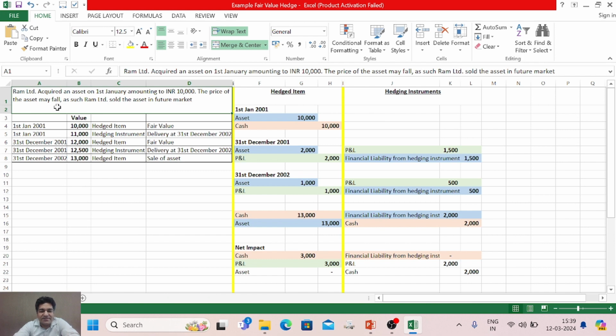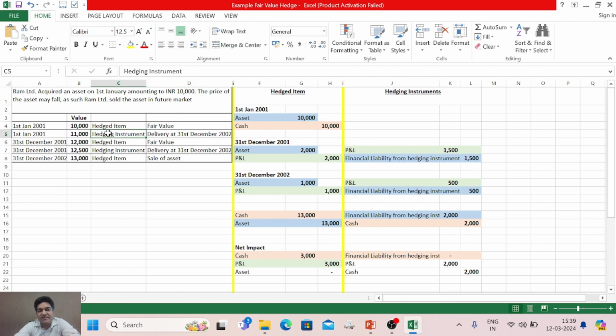Ram Limited is of the assumption that the prices of the asset may fall in future. As such, Ram Limited sold this asset in the future market and they took the hedging instrument for the delivery at 31st December 2002. So let's see what the fair value of the hedged item and hedged instruments were at different dates.